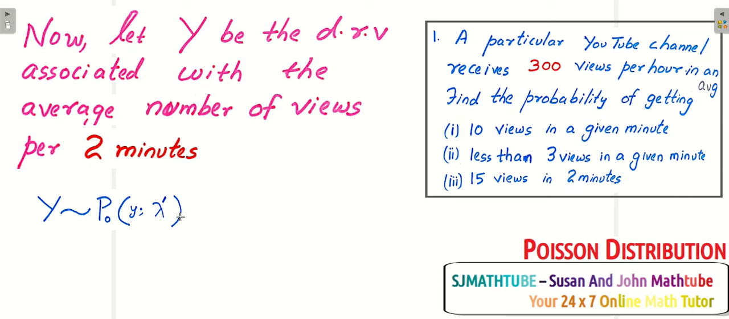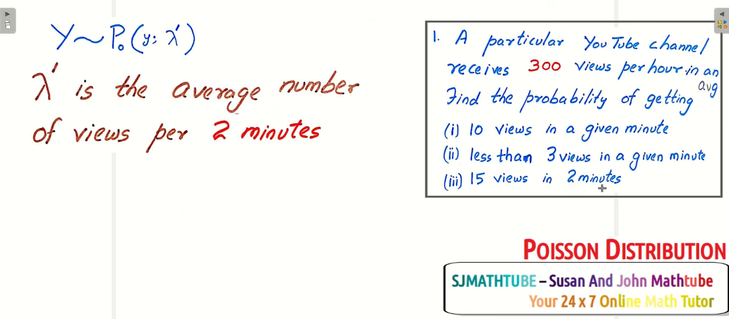And let's say Y follows Poisson distribution with parameter lambda dash. Lambda dash means the average number of views per 2 minutes. In a minute it was 5. So definitely the average in 2 minutes will be, guess please. Yeah, that will be equal to 10. I'll repeat. In 1 minute it was 5 views. So we expect in 2 minutes it's to be 10. And never forget, average stands for expectation.